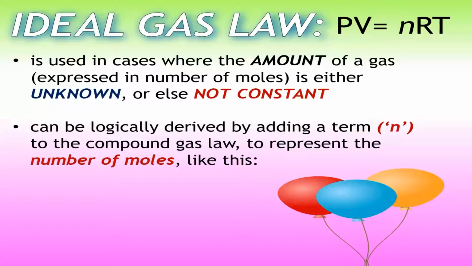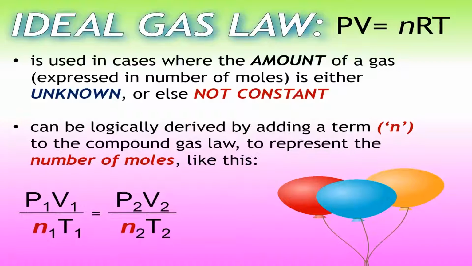And we're actually adding this term to the compound gas law that we just introduced. So again, we have P1 V1 over T1. Well, we're going to add a term on the bottom that says lowercase n1. And that simply refers to the number of moles before, and lowercase n2 refers to the number of moles afterwards. And so the addition of this term makes it possible in principle to compare the number of moles before and after.